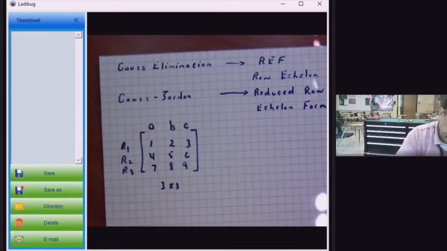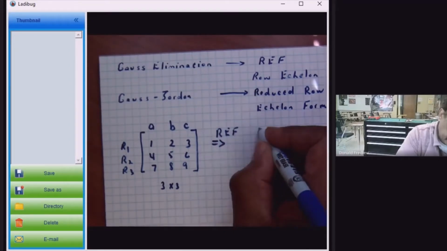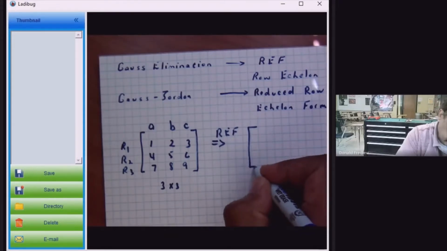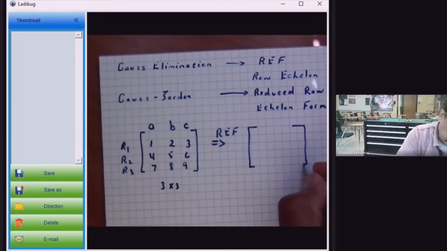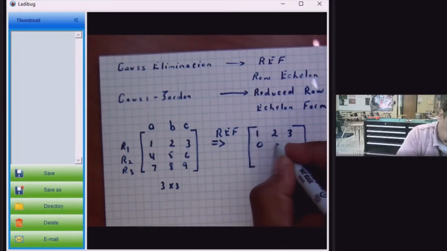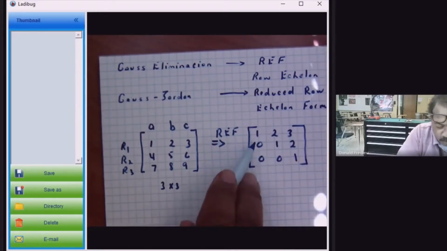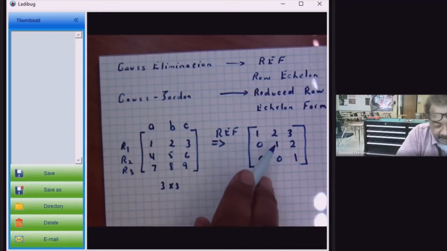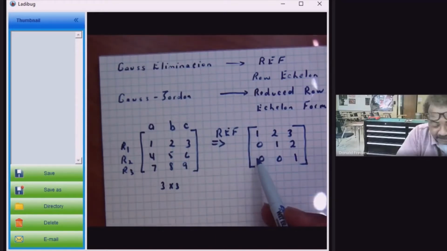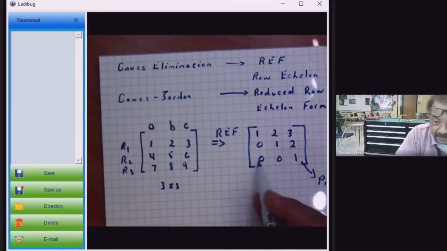Now, a row echelon matrix looks like this. And we abbreviate that REF. It has 1s on the diagonal. And everything in front of the 1 is a 0. Doesn't matter what's behind it, but the 1 has to be on the diagonal. And this diagonal is called a pivot. And zeros have to precede it.